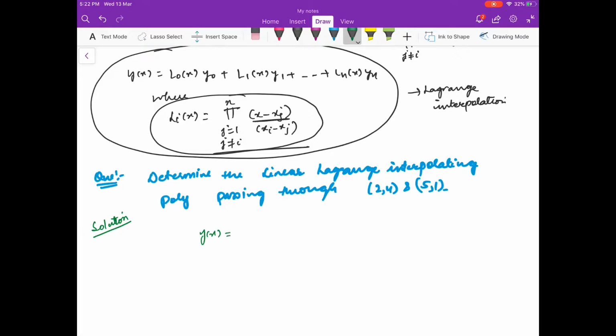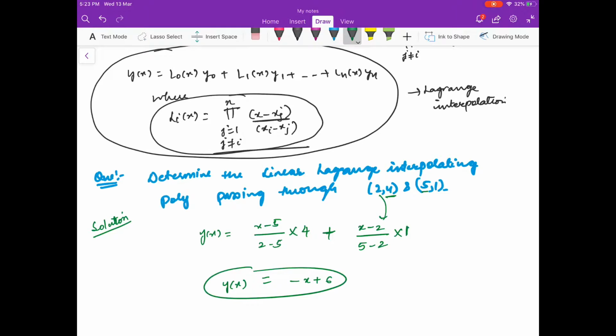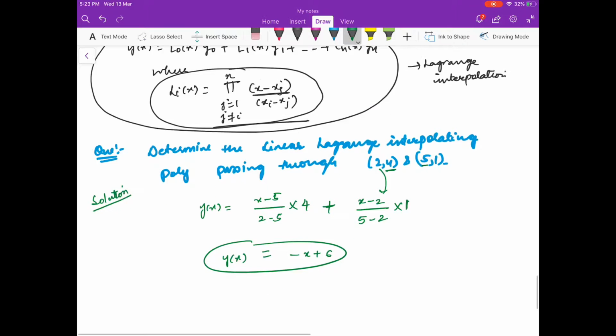You have y of x is equal to x minus 5 upon 2 minus 5, first using this data point, into its value, that is 4, plus now use x minus 2 upon 5 minus 2 into the value 1. So this is equal to minus x plus 6. So this is the required interpolating polynomial. Now suppose you are given 3 data points. So let us do one more problem.